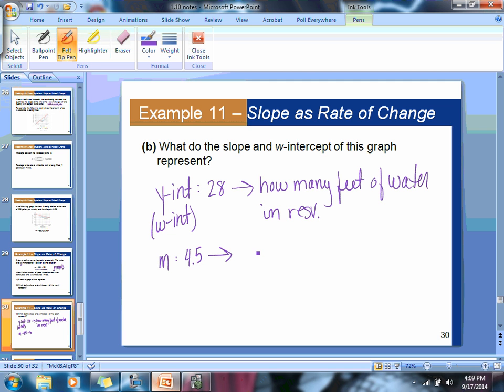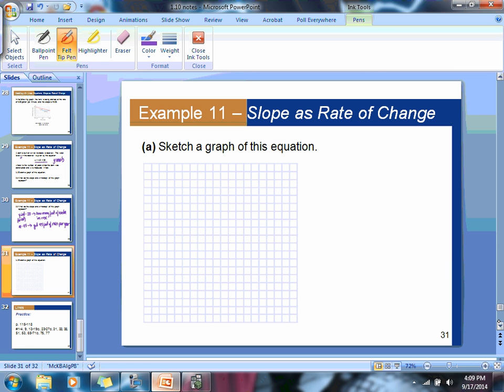And that means that you get 4.5 feet of rain per year. Since it was measured in feet and t was in time, which was years, it's feet per year, feet of rain per year. Now it's good to know what that stuff is before you just start willy-nilly graphing, okay?